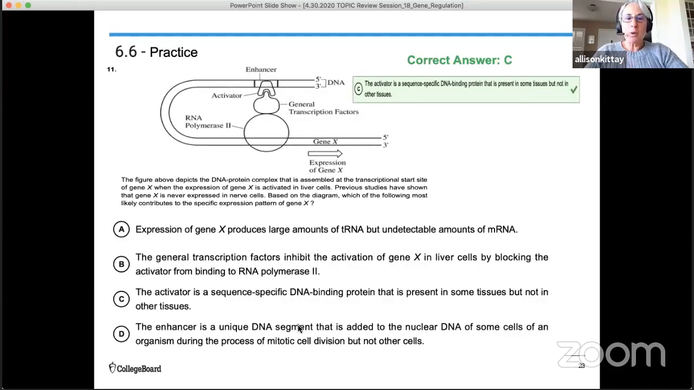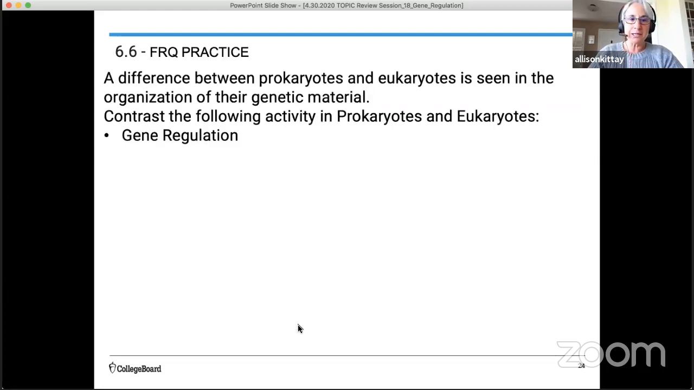And that is because we are seeing that the activator is a sequence-specific DNA binding protein that is present in liver cells, but not nerve cells. All right, so now let's get to FRQ practice. A difference between prokaryotes and eukaryotes is seen in the organization of their genetic material. Contrast the following activity in prokaryotes and eukaryotes. And what you are going to do here is contrast how genes are regulated in both prokaryotes and eukaryotes. Hopefully you have some ideas about how to approach this question. So let's take a look.